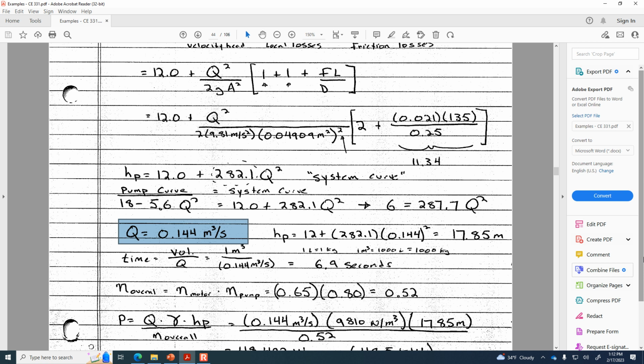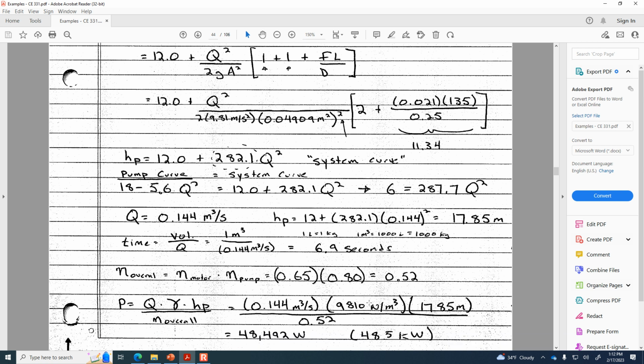And so the power equation, which takes into account the efficiency, we have to put in the flow rate, the unit weight of water, the pump head that's added, and divide by the overall efficiency. So what that tells us is that electrically, this is going to be requiring 48.5 kilowatts of power in order to add a certain amount of energy to the system that will enable 0.144 cubic meters per second.